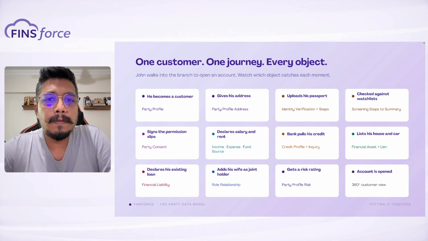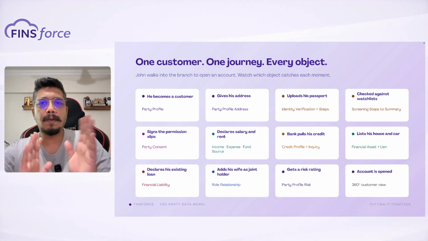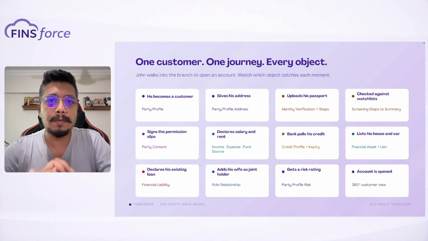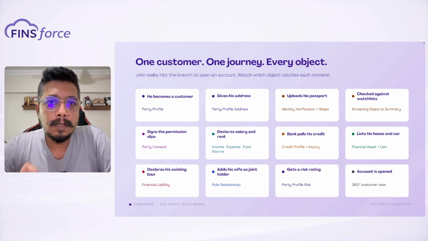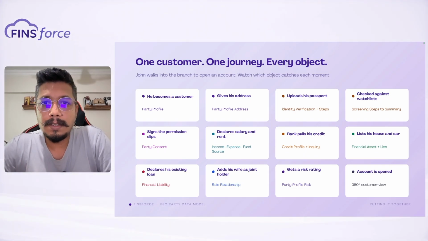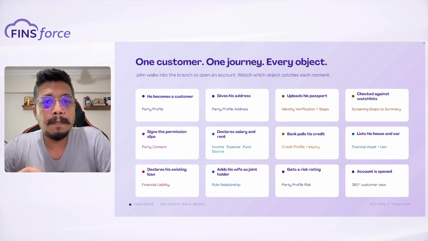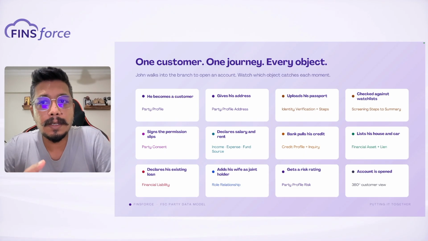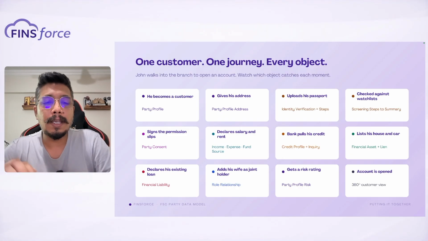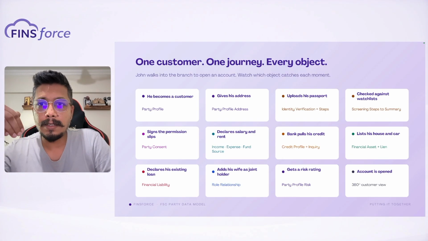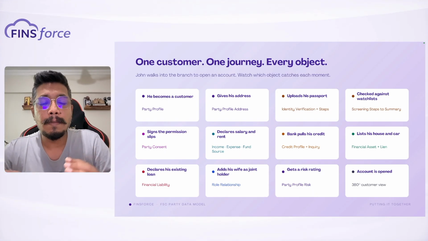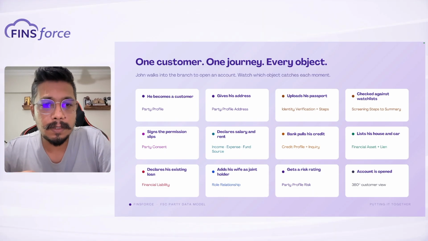Now let's take an example of one customer and cover all the objects. Abhishek Verma becomes a customer. A folder will be created as a party profile. When Abhishek Verma gives his address, that information is going to be stored in party profile address. When he uploads his passport, it is going to be stored in party profile identity verification plus party profile identity verification steps. When it is checked against their watch list or checklist item, it will be step plus party profile summary, what we saw just now.